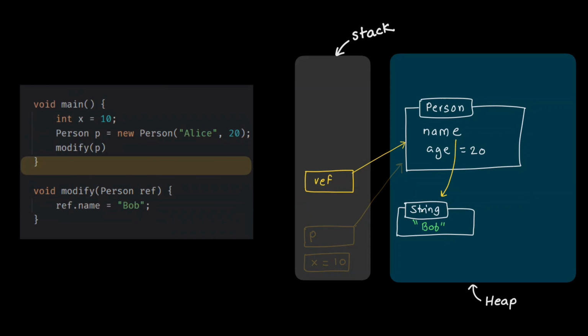Now when the call returns, this stack frame would disappear, and we will be again inside the main method scope. So the stack frame where p and x live would be visible now. Now you can see this p is pointing to the same object, and if you try to access p.name, it will give you Bob.